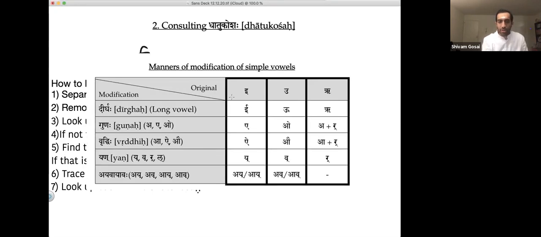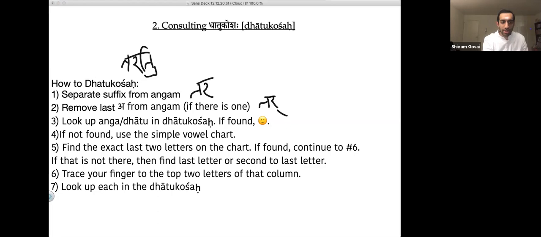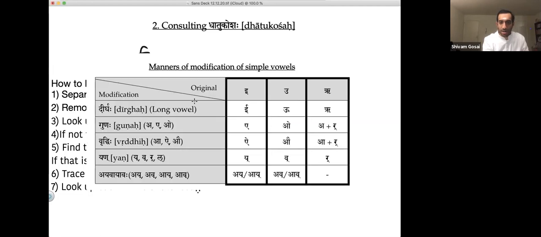Okay, so we want to look at the last 2 letters on the chart. So the last 2 letters of tar are ar, A-R, ar. So now we look at ar, and we see it here, right? Ar, akara and rakara, akara and repa. So ar, we trace up to the first 2. So we're left with tr or tr.